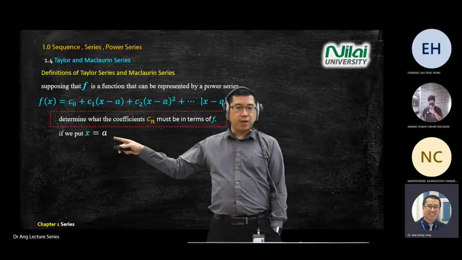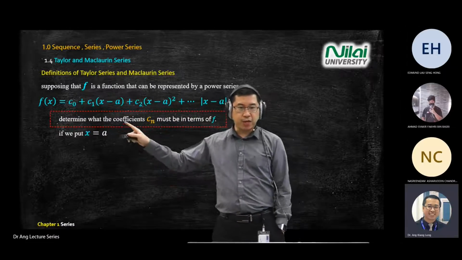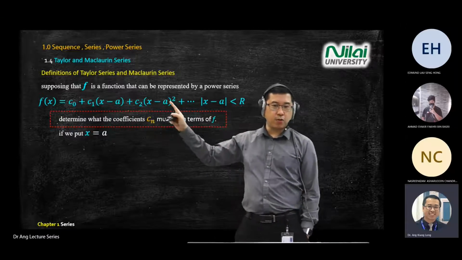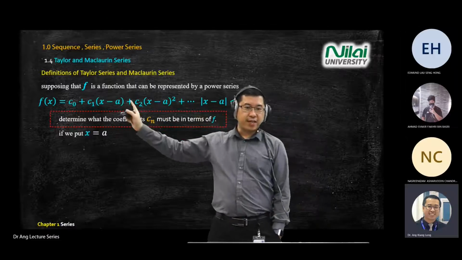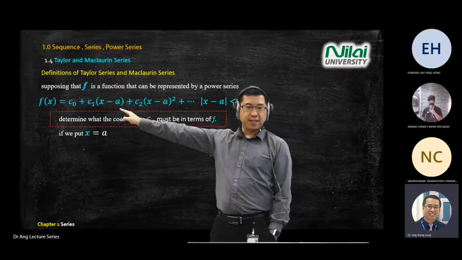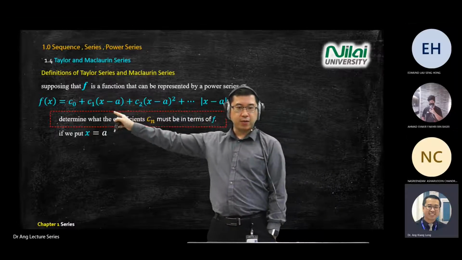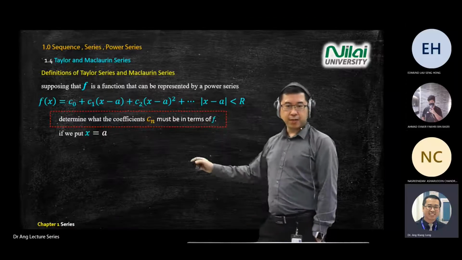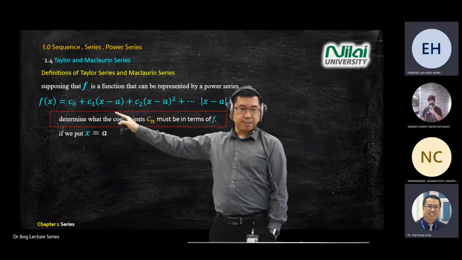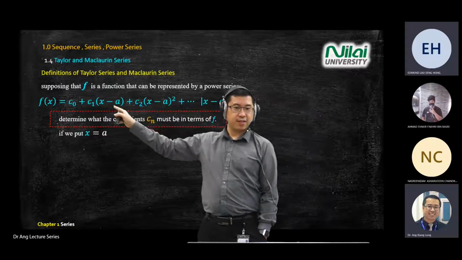Now, what happens if we look at the blue color equation? What happens if we put x equal to a? What happened to this whole equation or this whole series? If this is the blue color function, you add all the numbers together. However, what happens if you put your x equal a? What do you get? Edmund, what do you get?